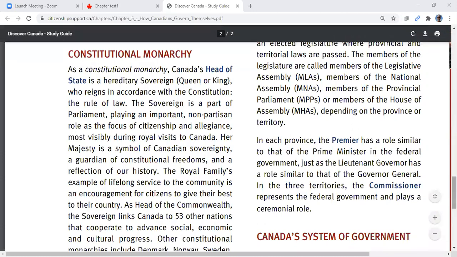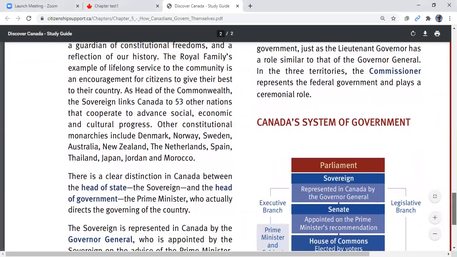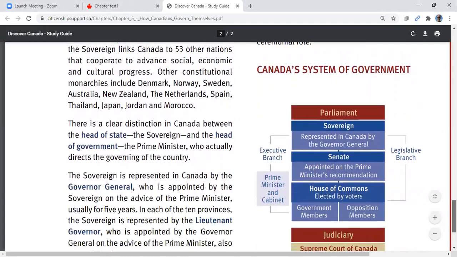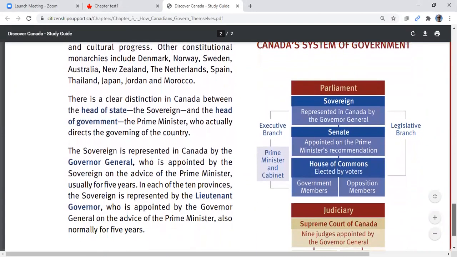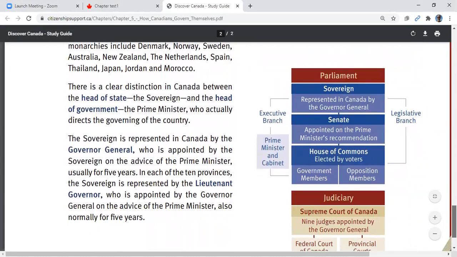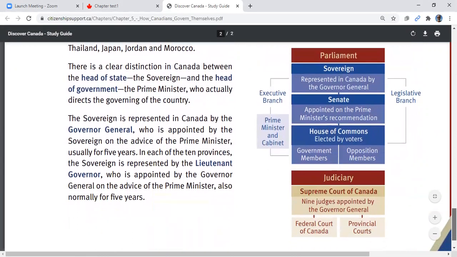And I'm just going to do the last bit here, showing you how it says Canada's system of government. This is how you can see this picture at the bottom here. You can probably see it in your books better. This is how our system is put together. So Parliament has three parts: the Sovereign, the Senate, and the House of Commons. Okay, so three parts to Parliament. There's always three parts.